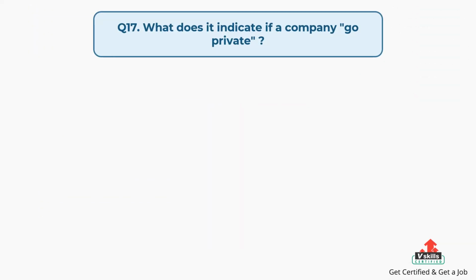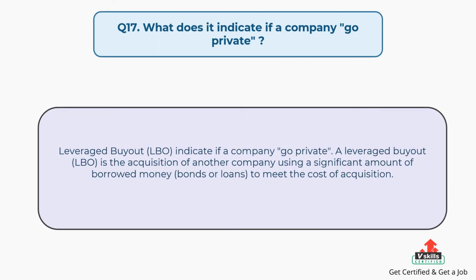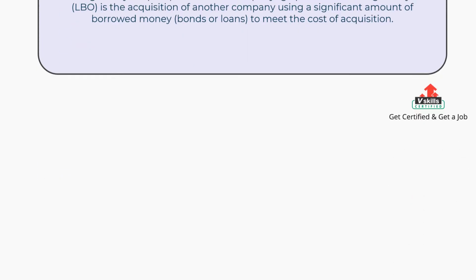Question number 17. What does it indicate if a company goes private? The answer is, leveraged buyout, LBO, indicates if a company goes private. A leveraged buyout, LBO, is the acquisition of another company using a significant amount of borrowed money, bonds or loans, to meet the cost of acquisition.